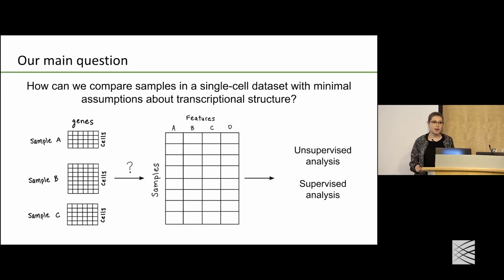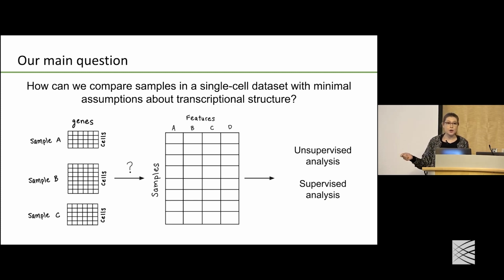So this inspires our driving question, which is, how can we compare samples in a single cell data set while making minimal assumptions about the transcriptional structure that's going to be most relevant for making those comparisons? Because if we can do that, if we can generate a set of shared features across samples, then we can plug this matrix into the array of existing tools that exist for analyzing something like that.